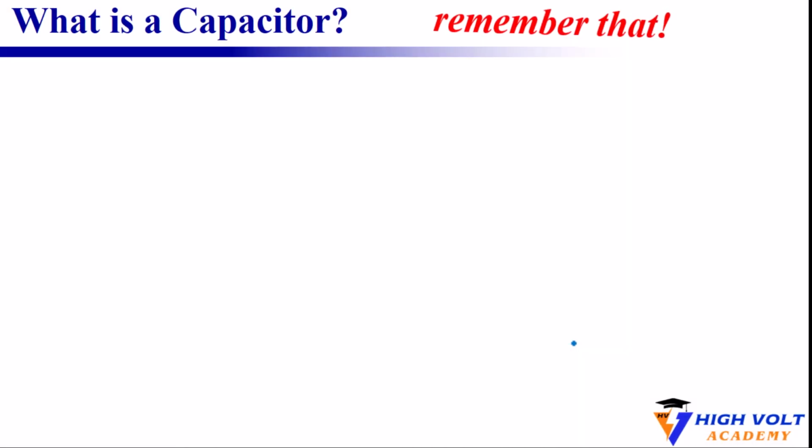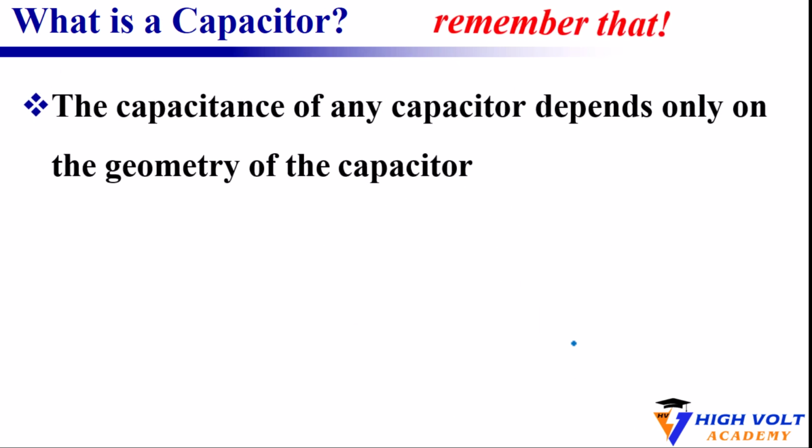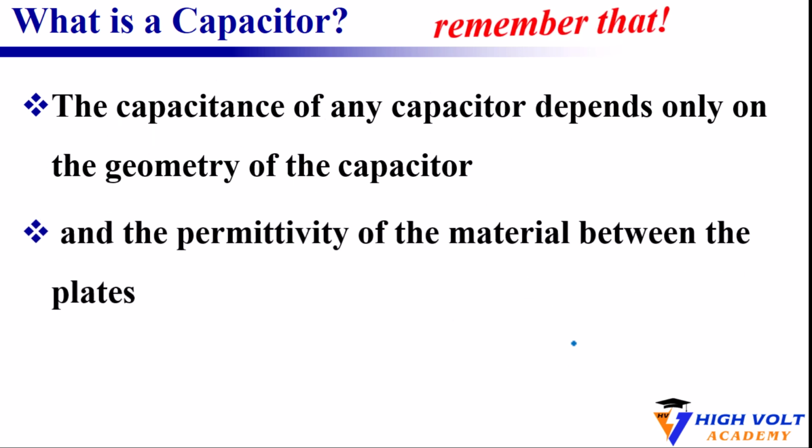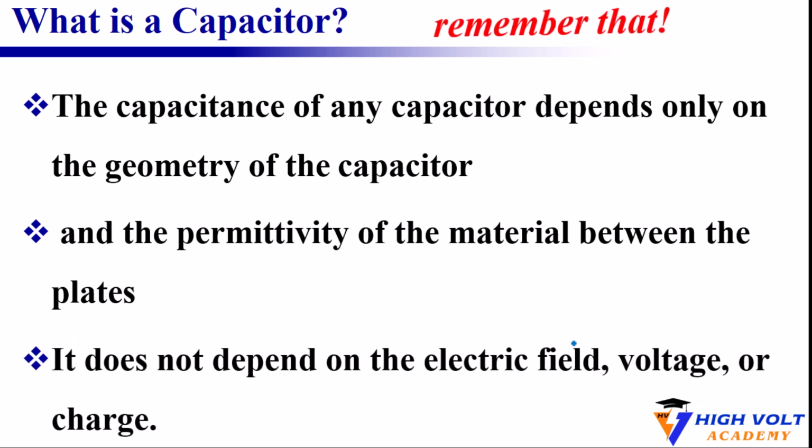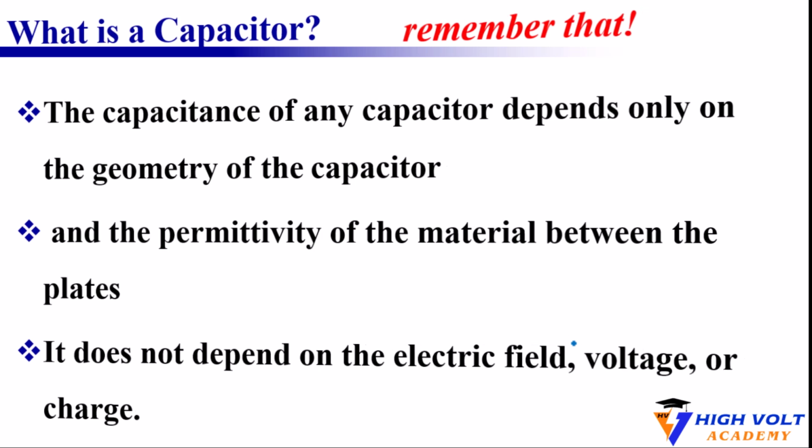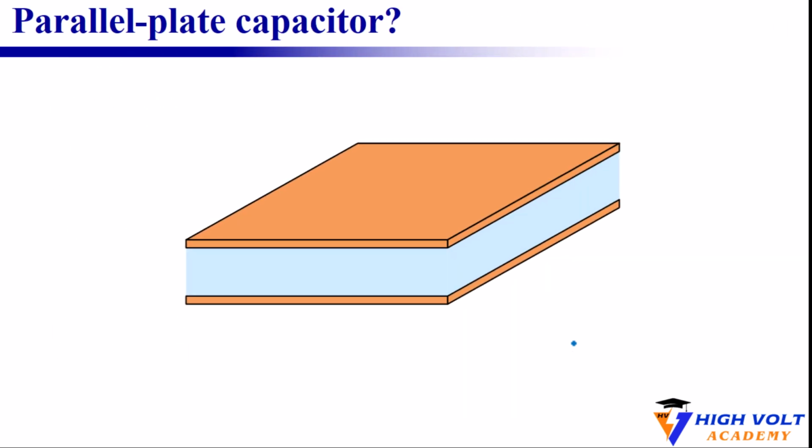Before we derive the formula for a parallel plate capacitor, remember that the capacitance of any capacitor depends only on the geometry of the capacitor and the permittivity of the material between the plates. It does not depend on the electric field, voltage, or charge. Now let's focus on the parallel plate capacitor. Imagine two parallel plates with the surface area A separated by a distance d. The space between them is filled with a dielectric material with permittivity epsilon.